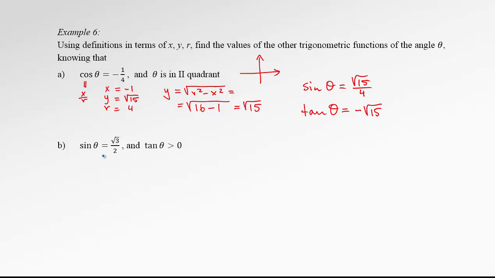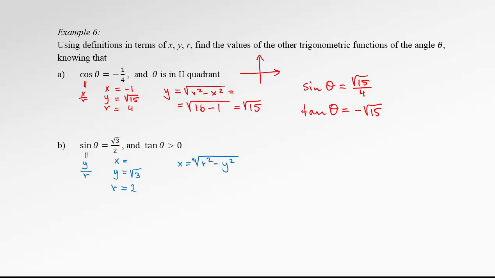As usual, I will encourage you to try it on your own first. Recall the definition of sine of theta in terms of x, y, and r. This is y over r. So since y over r is root 3 over 2, and r is positive, which is 2, we can figure out the x, y, and r. We know that r corresponds to 2, the y corresponds to root 3, and x can be calculated from the Pythagorean equation. So it will be x equals the root of r squared minus y squared.